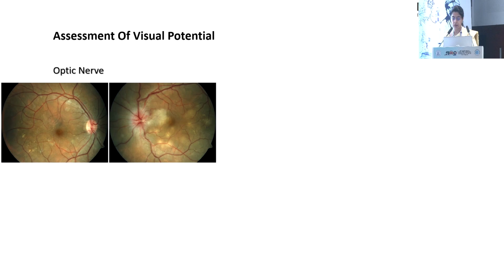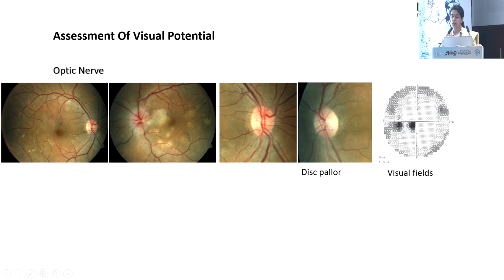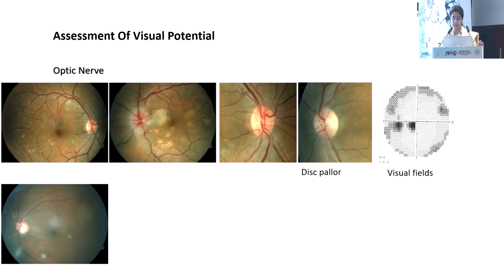Assess the visual potential. Look at the optic nerve. This is a case of multifocal choroiditis with optic neuropathy. After healing, there was a slight pallor in the disc, and when we did fields, you see a centrocecal scotoma there. So this has to be informed to the patient beforehand.